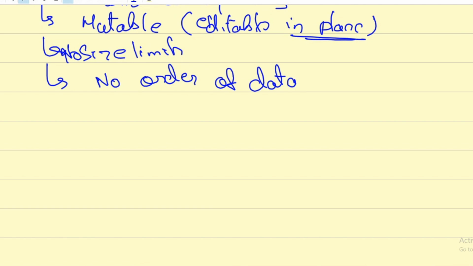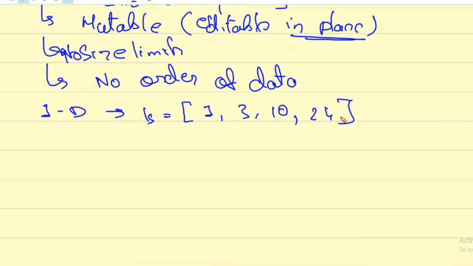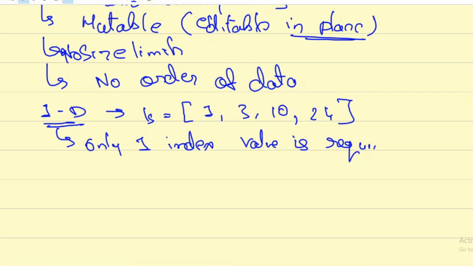So now let's talk about something called the dimension of a list. Now we can have a list that is basically a one-dimensional list, right? So if I have something of that sort, ls is equal to 2, 3, 10, 24, it's a list. Now it's a one-dimensional list. In simplest form, what it means is that only one index value is required. We'll talk about index, don't worry about it. That means only one value can be used to identify each and every element.